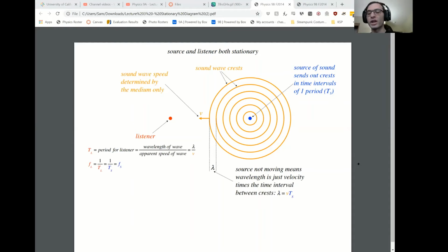Similarly, if you knew the wavelength and you knew the wave speed, you could compute the period by dividing the wavelength by the speed. So this seems obvious, and it kind of is, but things are going to change in a minute, and so I just wanted to indicate how these quantities can be related to each other.